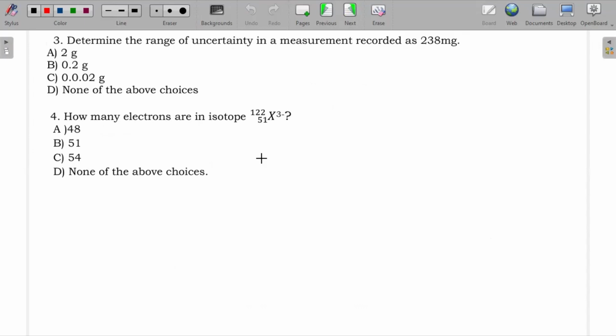Question number 3, they're saying determine the range of uncertainty of the measurement recorded. To find the range of uncertainty, we just say the upper reading minus the lower reading. To find the upper reading, you add the uncertainty to the reading that you've been given. To find the lower reading, you subtract the uncertainty from the value that you've been given. But how do we find this uncertainty?